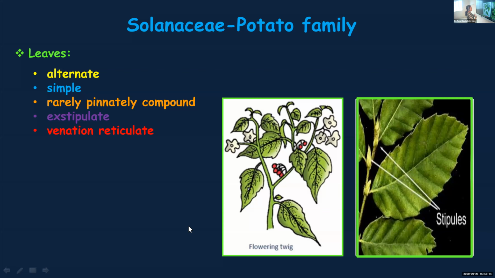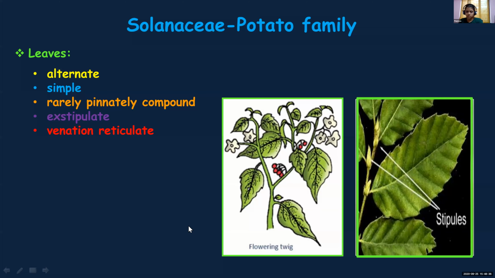Later, once the leaf takes its full form or completely unfolds, in some cases the stipules can wither off also. And then venation is reticulate. I don't think you need any explanation for reticulate venation. Do you know the difference between parallel and reticulate venation?